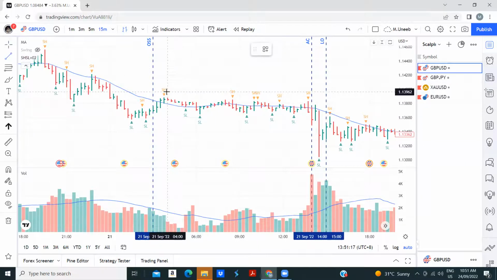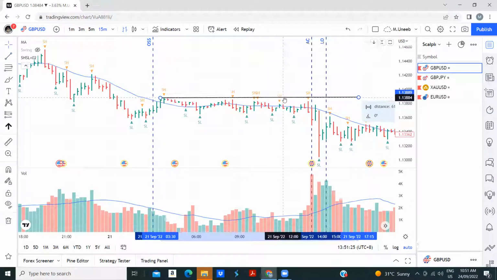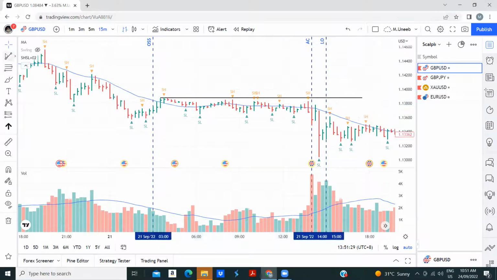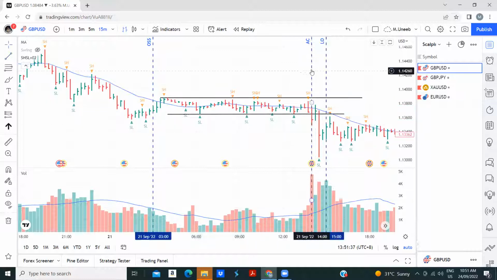The highest point after London Open was this one, after the overnight session start. This one, right? Draw the line. Okay, this is the first major point here, and the lowest point is here. Right? Yeah, correct. Okay. And now you can remove this one, and now you can also remove this one.